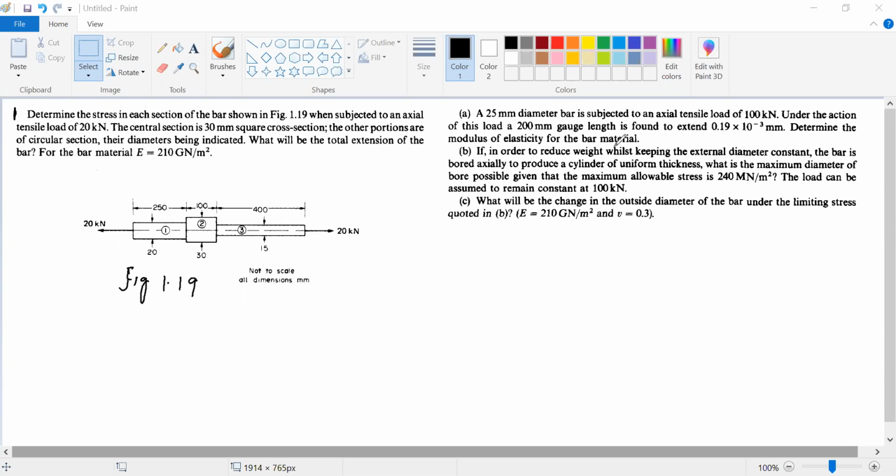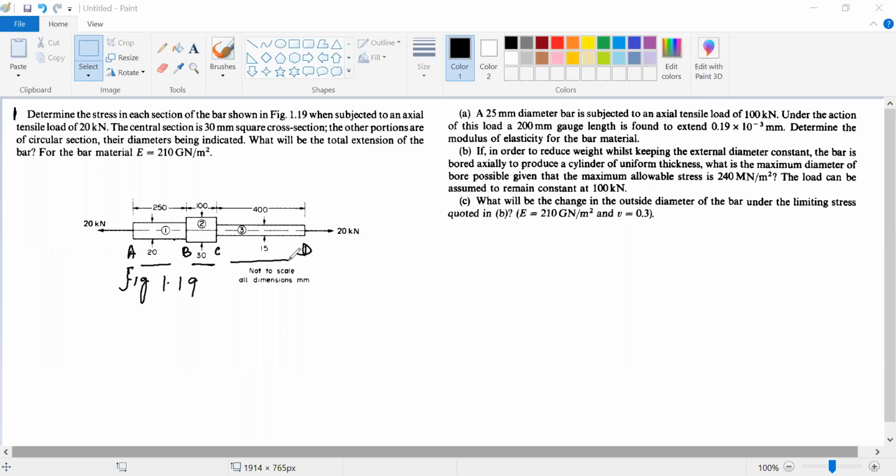Now look into this question. The loads are acting on the entire rod only at its free ends. But the problem now is that the rod's area of cross section is not the same everywhere. If I divide this rod into sections, this is section AB, this is section BC, this is section CD. The area of section AB is different from the area of section BC, which is different from the area of section CD.